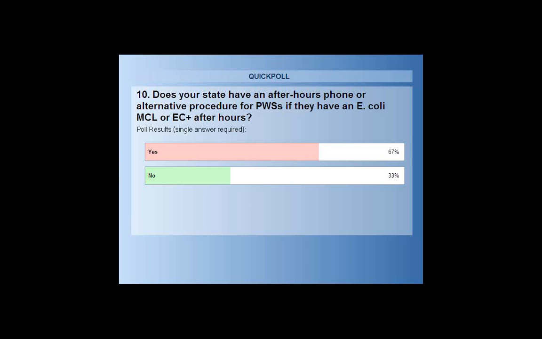As you can see here, the majority of states and regions do have an after-hours emergency number or contact information for when there's an E. coli positive result. So that's a good thing. That's especially important now that under the revised total coliform rule, an E. coli positive result could trigger a level 2 assessment, and there's that 30-day window to conduct that assessment.